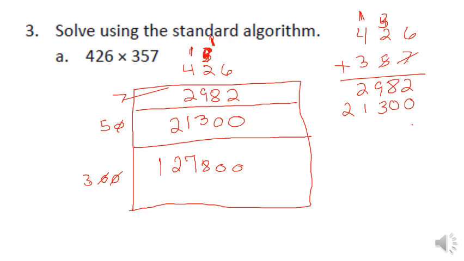Now let's go to our standard algorithm. Same thing, we're going to have 2 placeholders this time. Now we're going 3 times 6 is 18. Carry our 1. 3 times 2 is 6, and 1 is 7. And 3 times 4 is 12. Same product. We add them up.